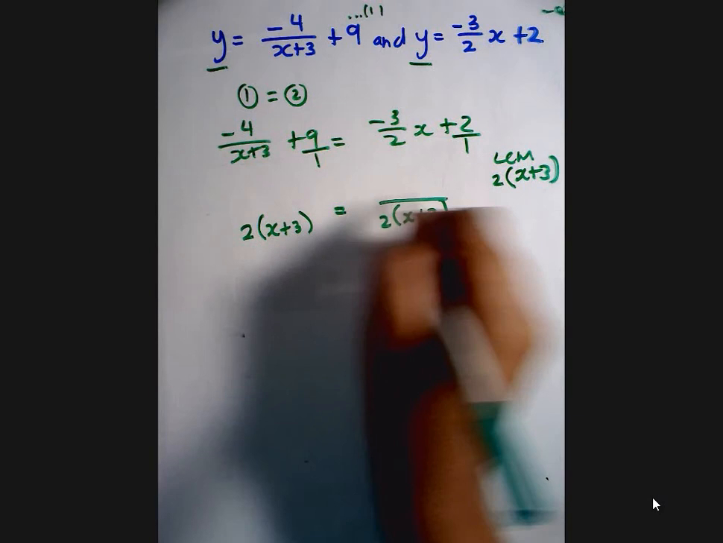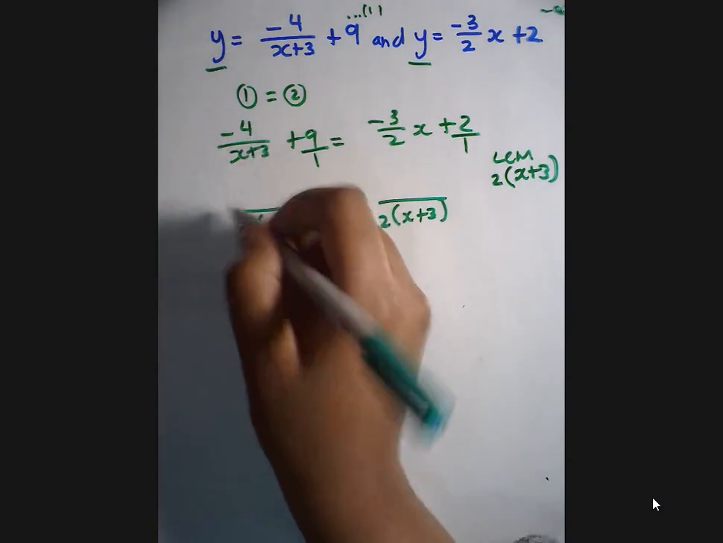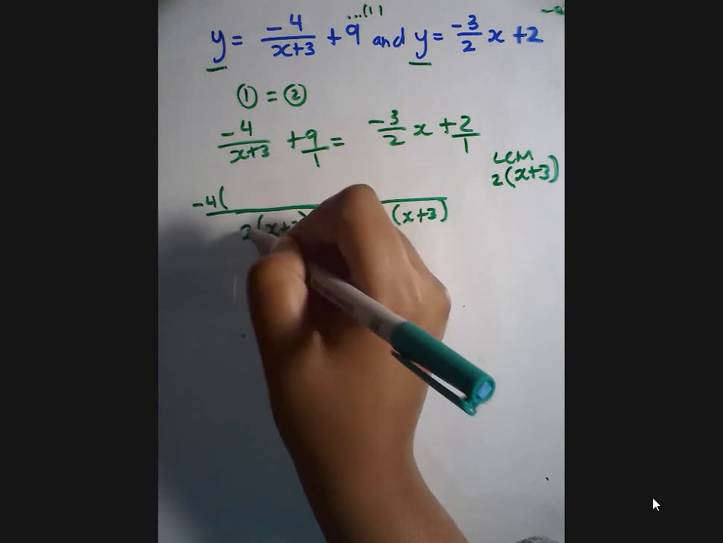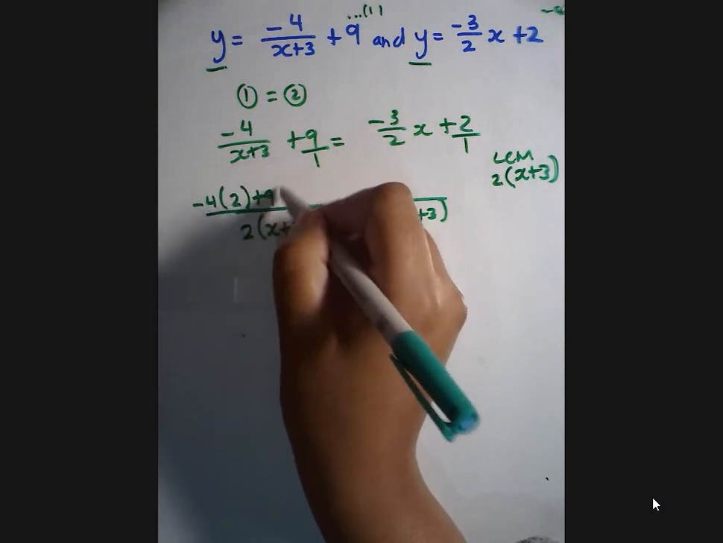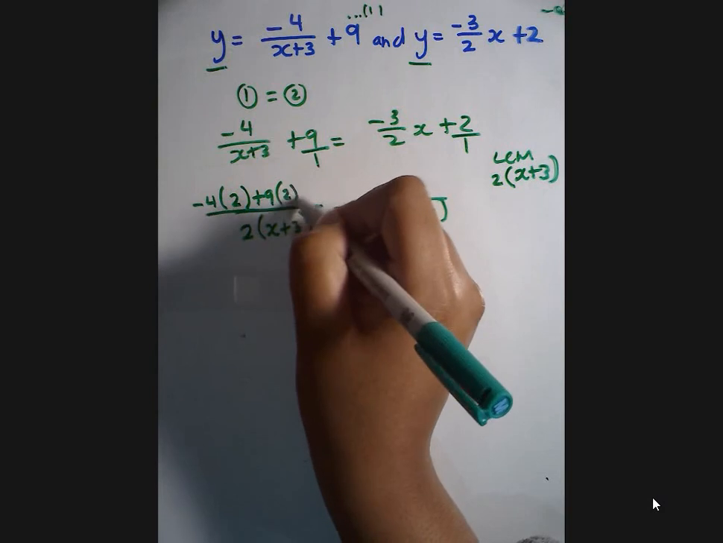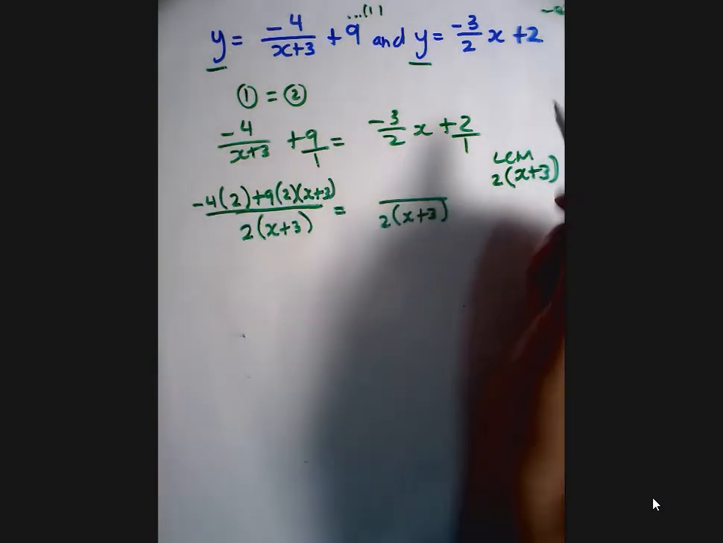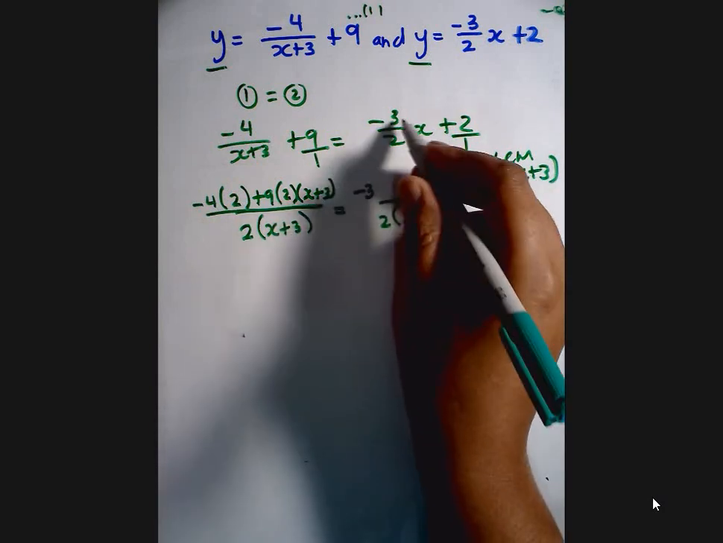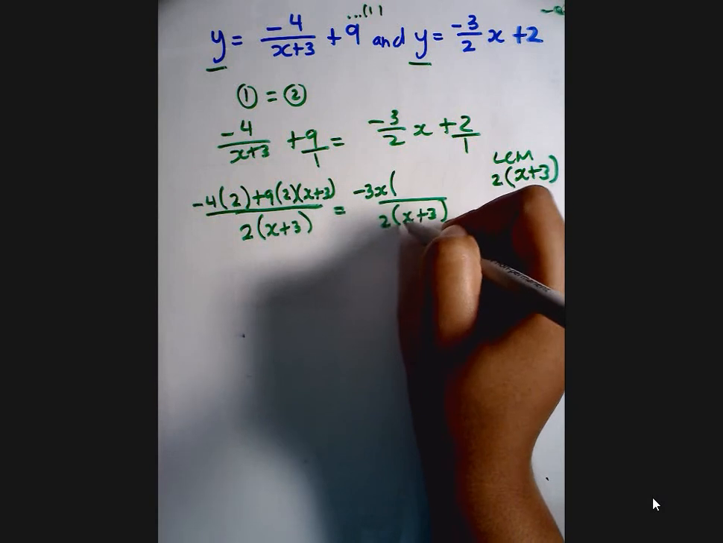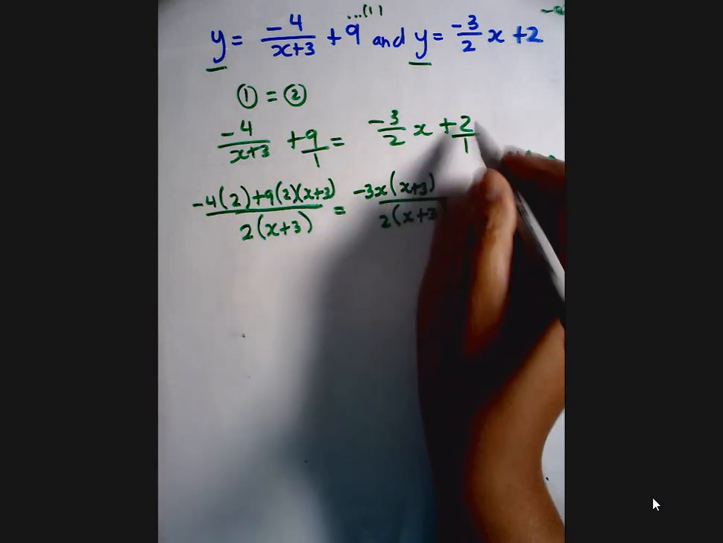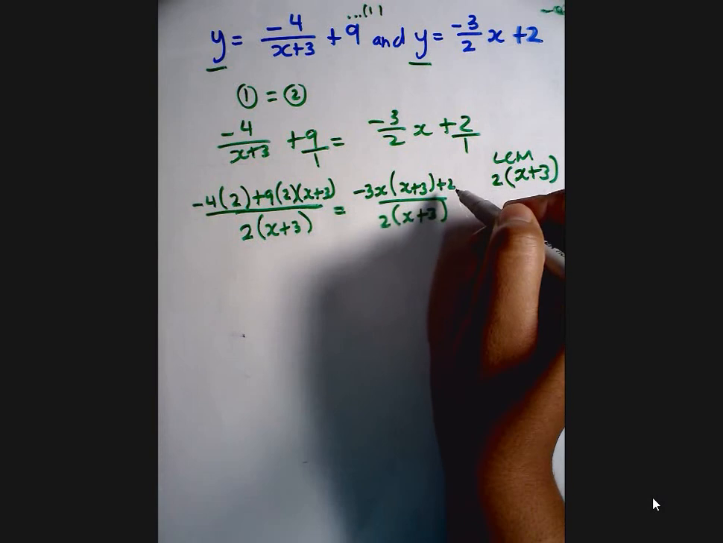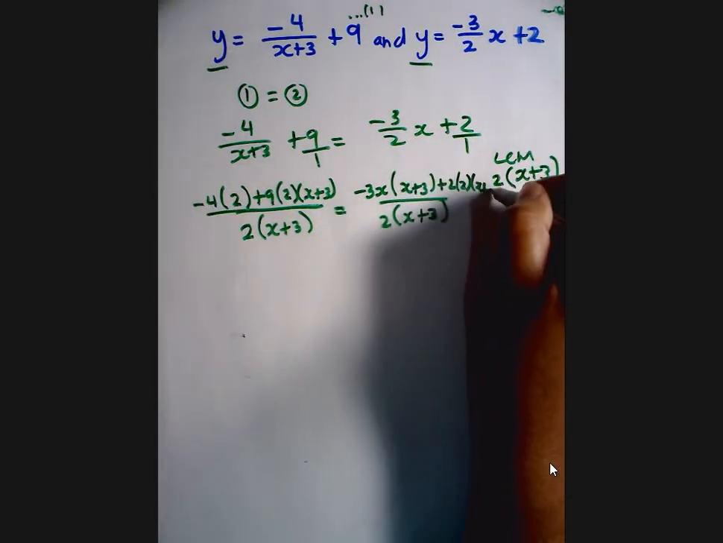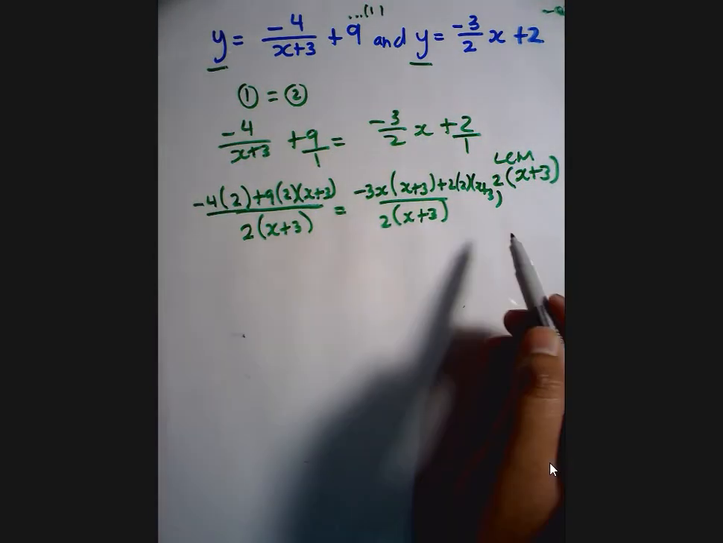Remember, what I do to one side, I do to the other side. So we have here minus 4, open brackets. What is different from this one? Just a 2. Plus 9. What is different from this one? The whole thing. Then here, what is different from this one? Minus 3, it's minus 3x, open brackets, x plus 3. What's different from this one? The whole thing. So I say, open brackets, 2x plus 3. And now I can drop my denominators because they're both the same.